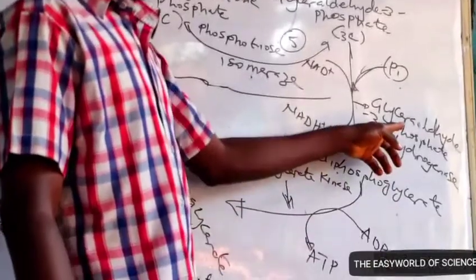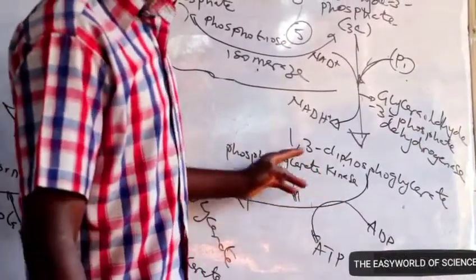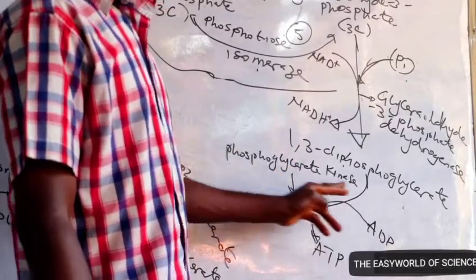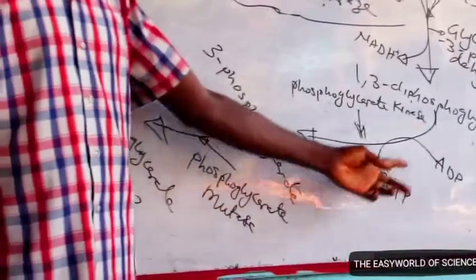The enzyme in charge is glyceraldehyde triphosphate dehydrogenase. Now, the next is conversion of this 1,3-diphosphoglycerate to 3-phosphoglycerate by just removing a phosphate group.